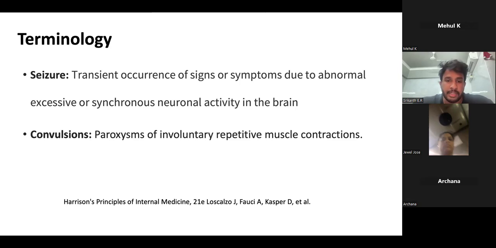Whereas convulsions is involuntary repetitive muscular contraction. So the motor aspect of a seizure can be considered to be convulsions, whereas seizures may or may not have convulsions. So this differentiation is very important, and you should not be using one term for the other. Seizure is different. Convulsions is only the motor aspect of the seizure.